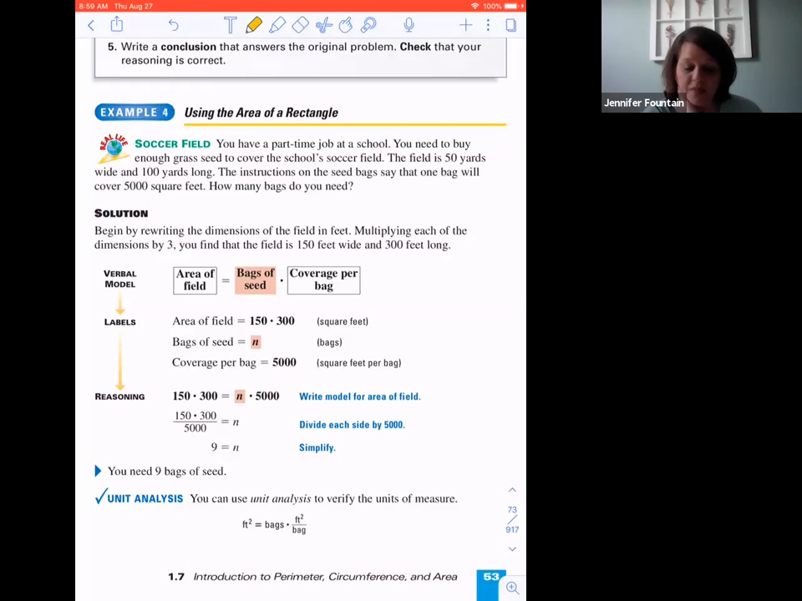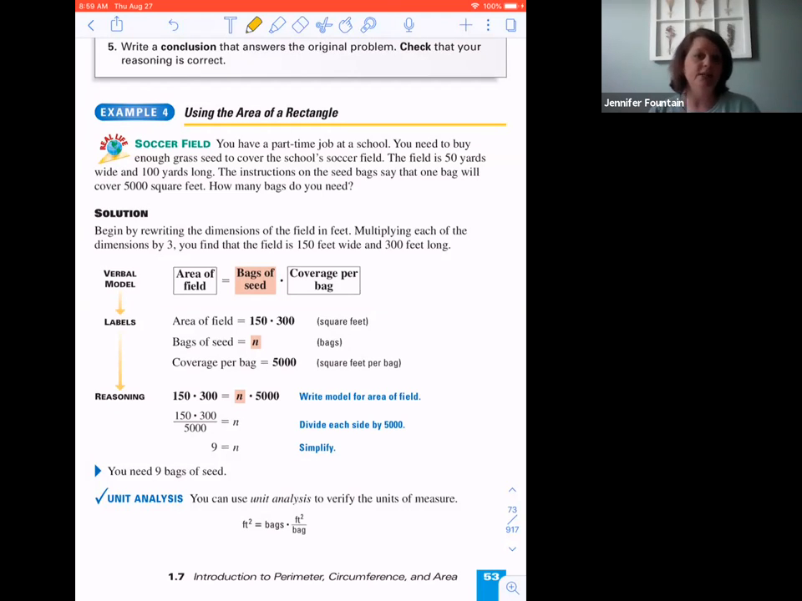Okay, so there's a couple of things we've got going on here. One thing that I'm noticing right off the bat is we're talking about the area of a field. So now I'm thinking, okay, we've got a rectangular field. I know area is length times width. That's great. I can see that it's 50 by 100. Perfect. I know that I'm buying seeds. I know that they've told me information about how much each bag will cover.